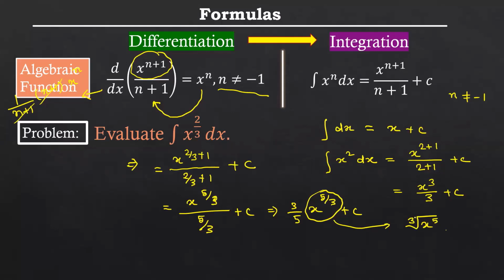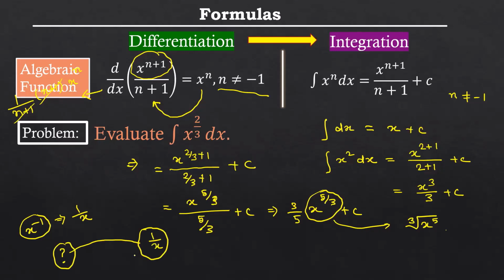Now, come to what happens if we take n equal to -1. Then you have the x to the power -1 term. So x to the power -1 means 1 by x. Please tell me which function gives the differentiation 1 by x, and that will be the integration of this term. Log x. Yes, thank you.